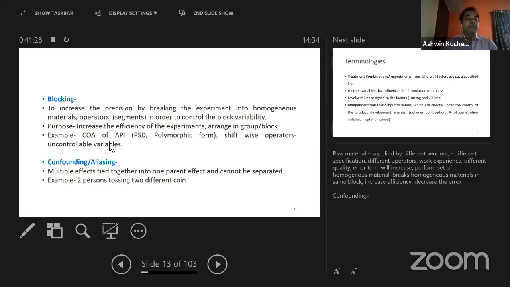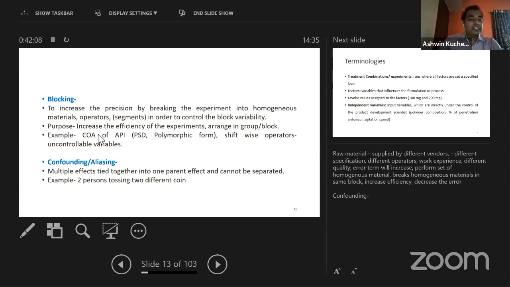So what does blocking mean? Blocking is to increase the precision by breaking the experiment into homogeneous materials. It is based on different materials, different operators, based on the block variability. Means if you consider one material, one excipient, one API, those APIs and excipients are of different batch numbers, different manufacturing lots with different specifications. So for a specific batch number, specific lot number, specific product specification, prepare a group, and that block will avoid more variability in the experimentation.